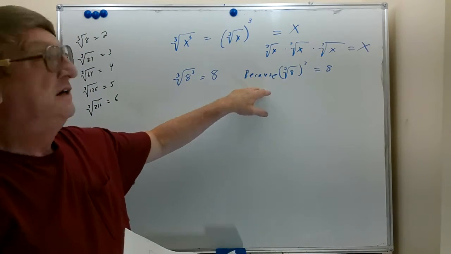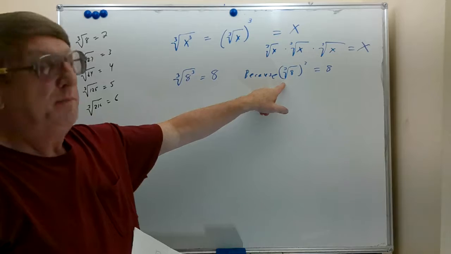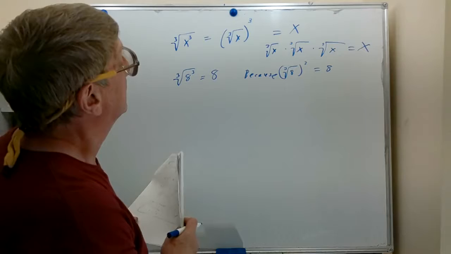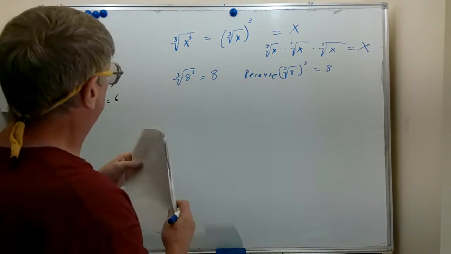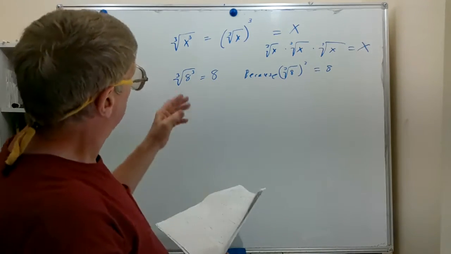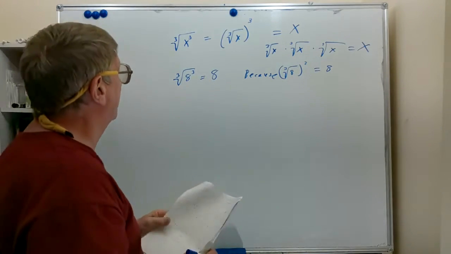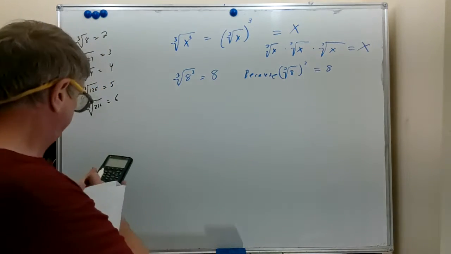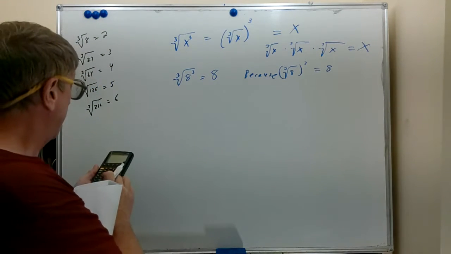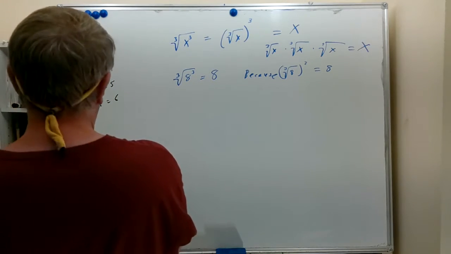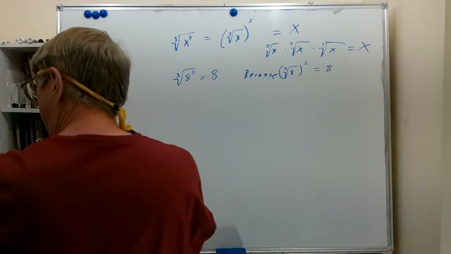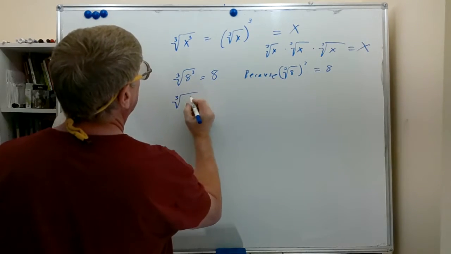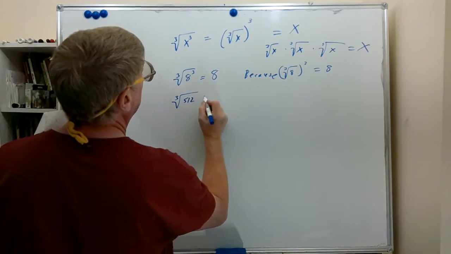This is very much like our other examples, only we had perfect cubes. Now 8 is a perfect cube, isn't it? What is 8 cubed? 8 times 8 times 8, let's do that on the calculator. 8 cubed is 512. So we could also say the cube root of 512 equals 8.